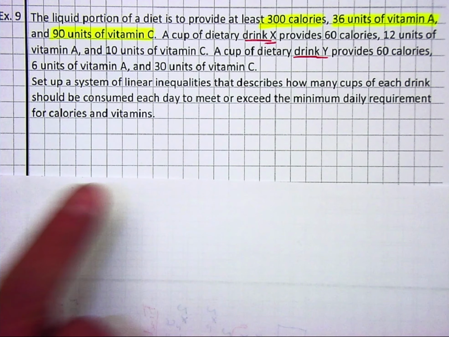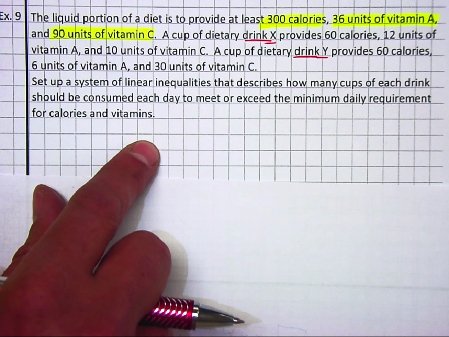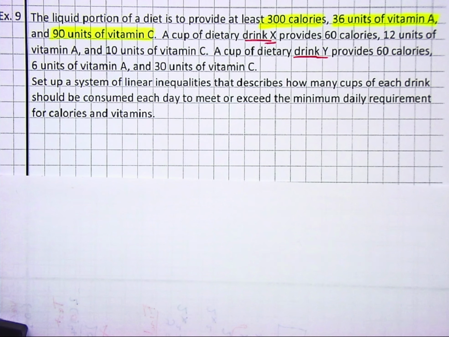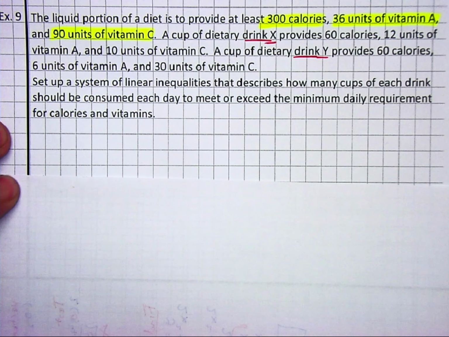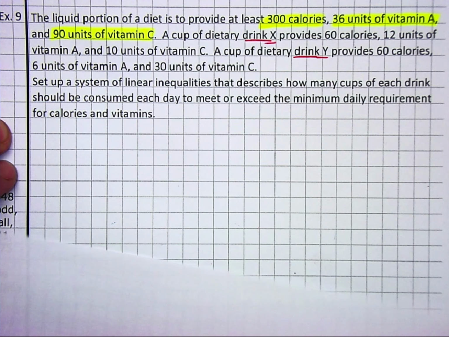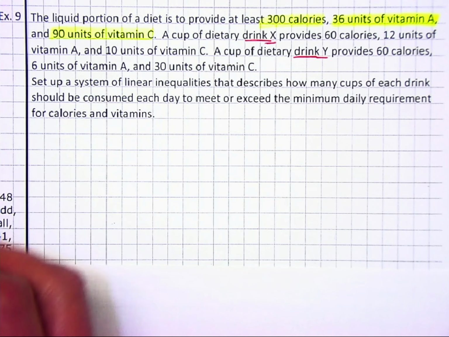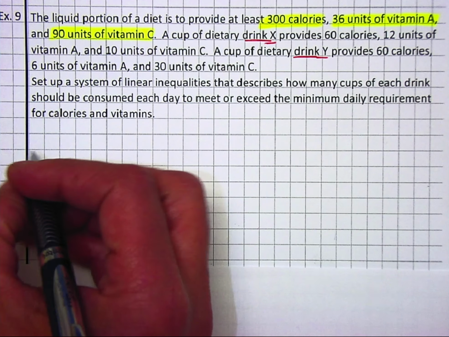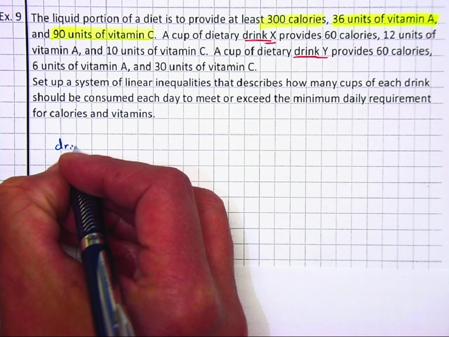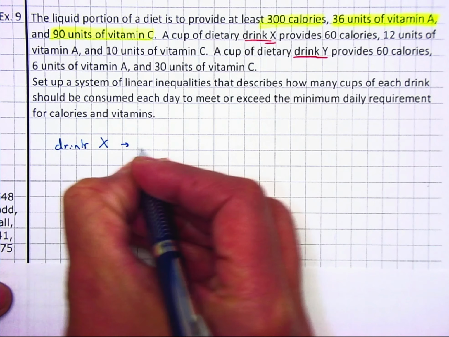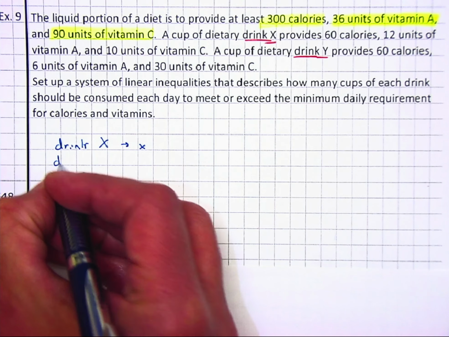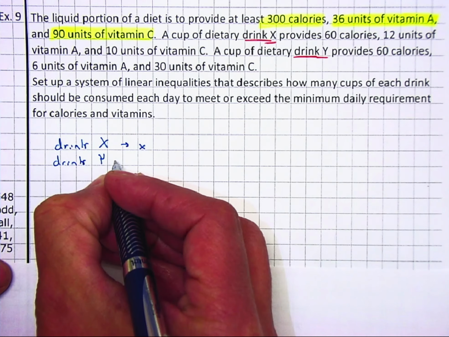And now, once we have the system, you don't have to graph it by hand. You can actually just go into any type of graphing utility. Today I'm going to be using Desmos to do so. So let's set up the inequalities. We have 2 cups. We have drink X, and that will be your x values, and drink Y will be our y values.